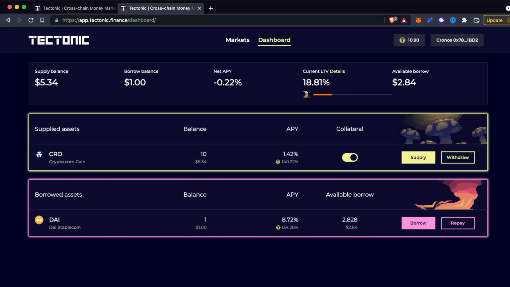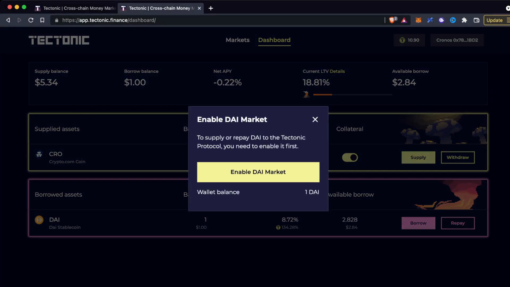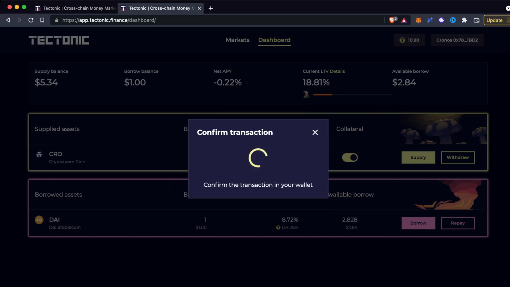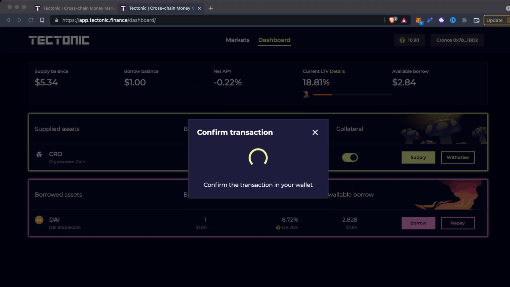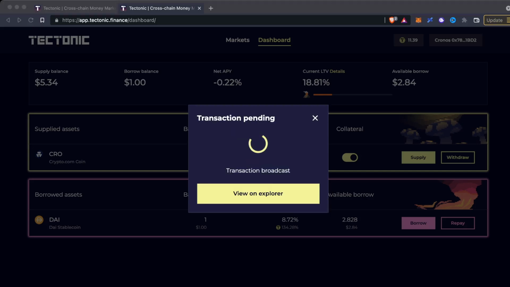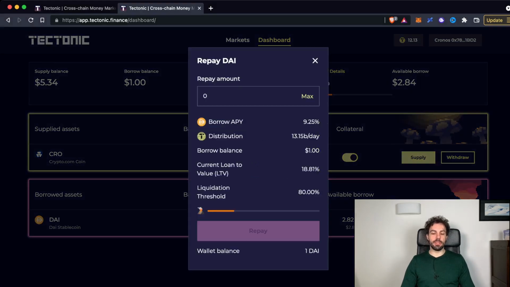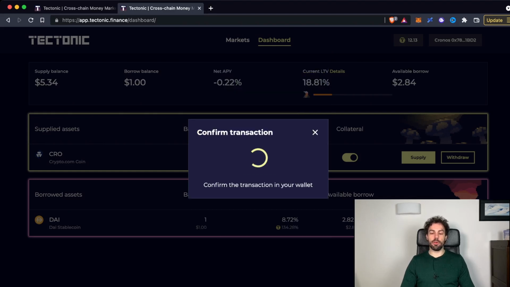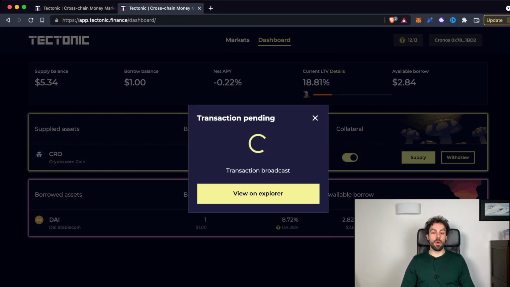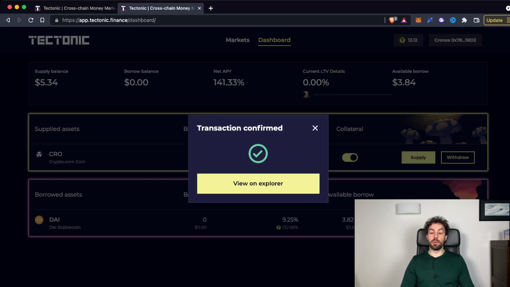If you want to repay, just click here on repay. You will have to enable DAI, confirm the transaction in your wallet, and wait obviously for the approval. Once it's done, just click on repay, and as you can see here, you will have the opportunity to close your position. We can do it together. So just click max, click here on repay, confirm the transaction, and wait for the approval.